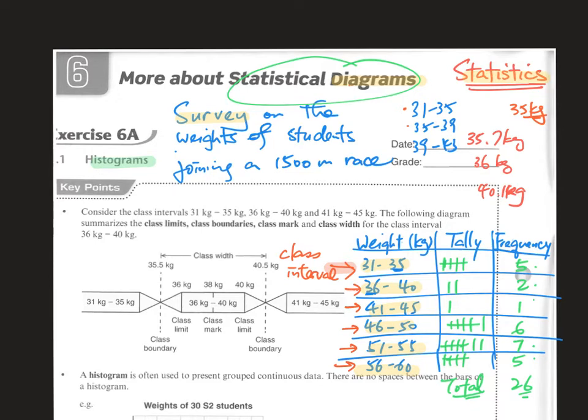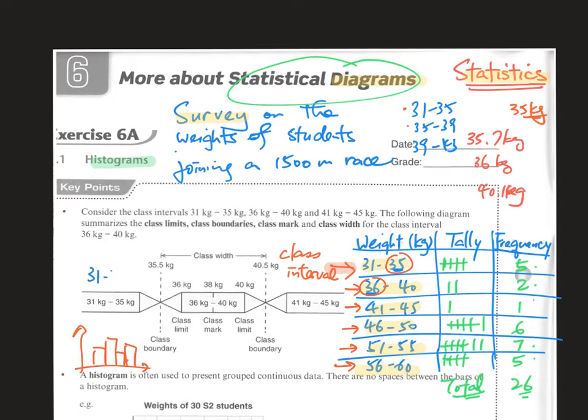Secondly, when we want to draw a histogram, the bars, the rectangles presenting the data, should stick together because now you're talking about continuous data. As a result, we need to find some way to fill up the gap between 35 and 36. This is the thing we need to look at. In the notes here, you will see how we are going to do it. Now let's see.